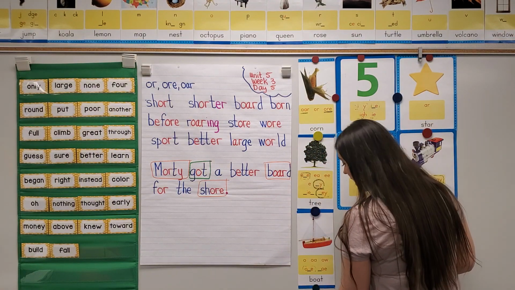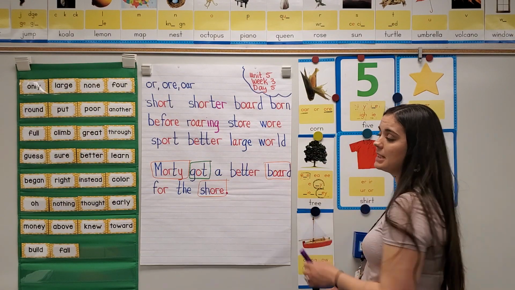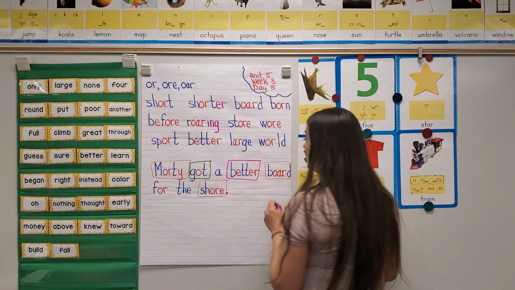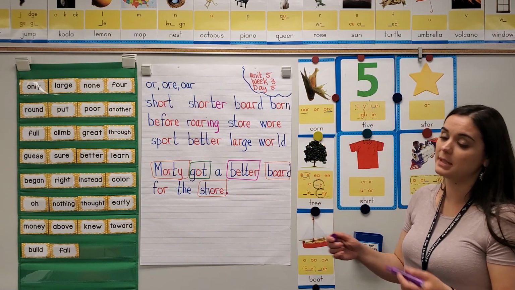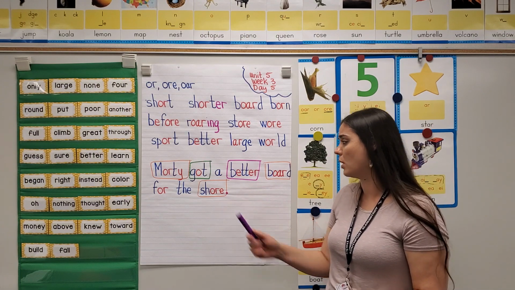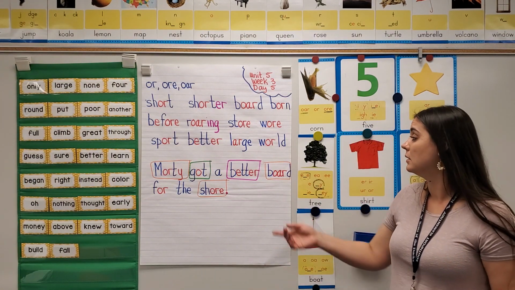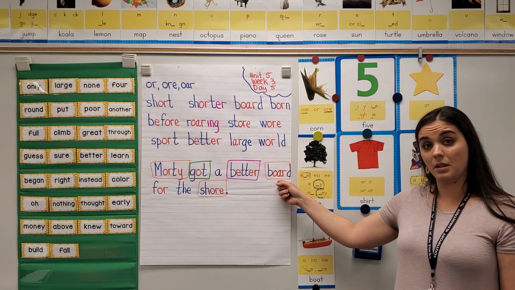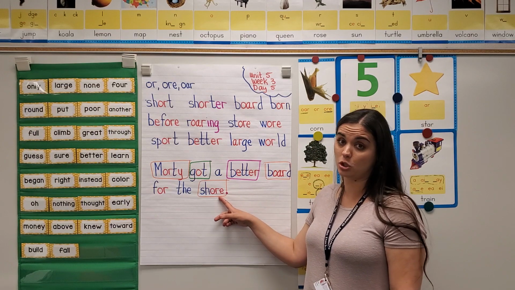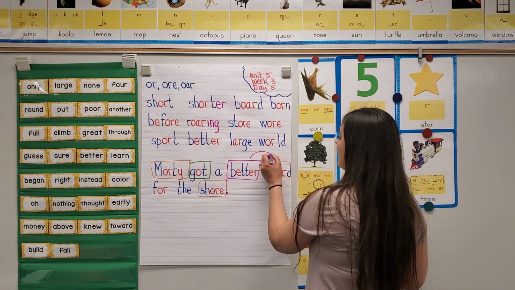And we do have an adjective in this sentence. The word better is an adjective. We know that an adjective always describes a noun. And look at our nouns. Morty, board, shore. So this adjective, better, is describing the noun board. It's not describing Morty. It's not describing the shore.